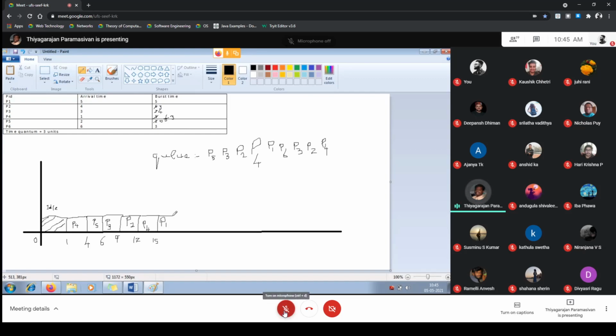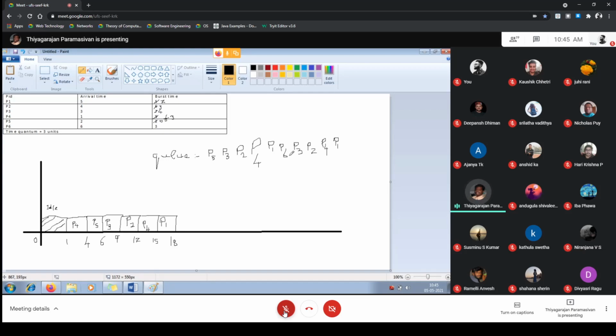P1 burst time is 5, so we'll allocate 3 as the time quantum, which takes us to 18. So between 15 and 18, do we have any process? We don't have any process. So the first two steps we will skip. Third step is that we reduce the P1 burst time by 3 because we already allocated it. So the remaining will be 2. And P1 has not completed its execution, so we'll add P1 at the end of the queue.